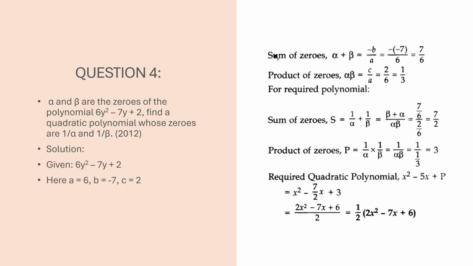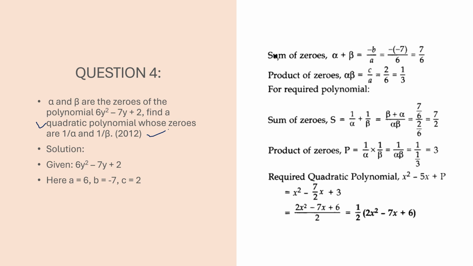Alpha and beta are the zeros of the polynomial given, 6y squared minus 7y plus 2. You need to find the quadratic polynomial whose zeros are 1 upon alpha and 1 upon beta. This question was asked in previous years. So what is given here?